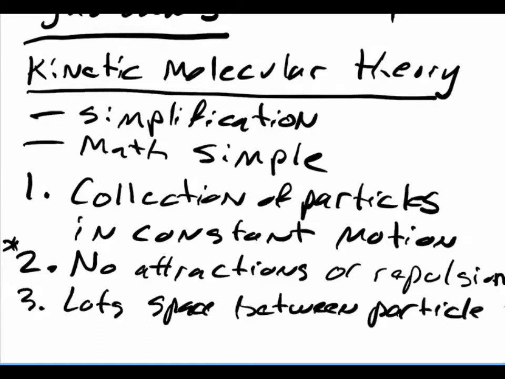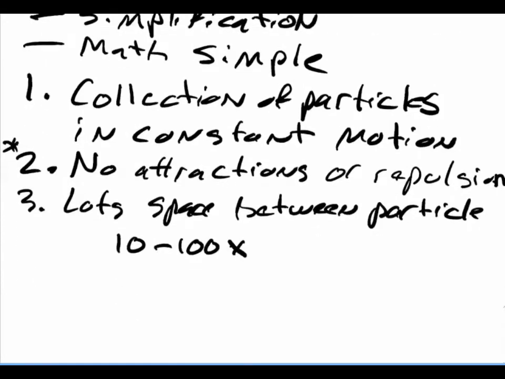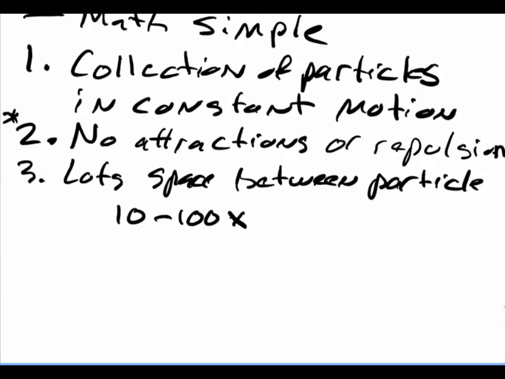Sometimes it's on the order of 10 to 100 diameters, where x is the diameter. And that's a lot of space. The distance between the Earth and the Moon is like 32 Earth diameters. So that's just a tremendous amount.